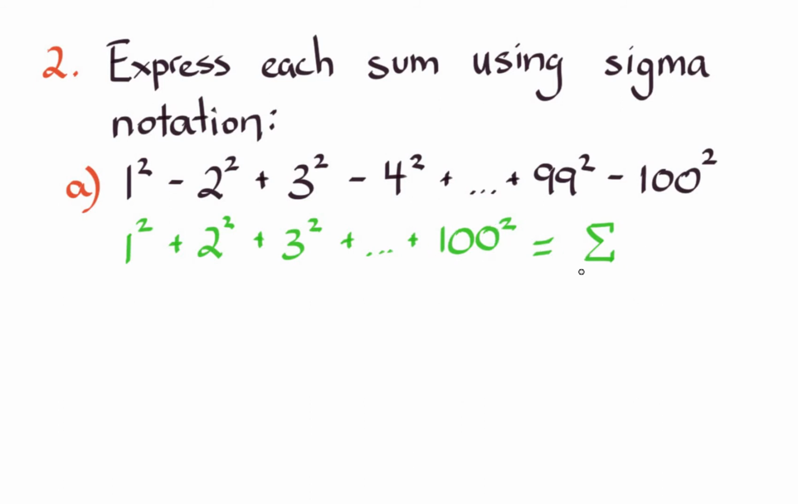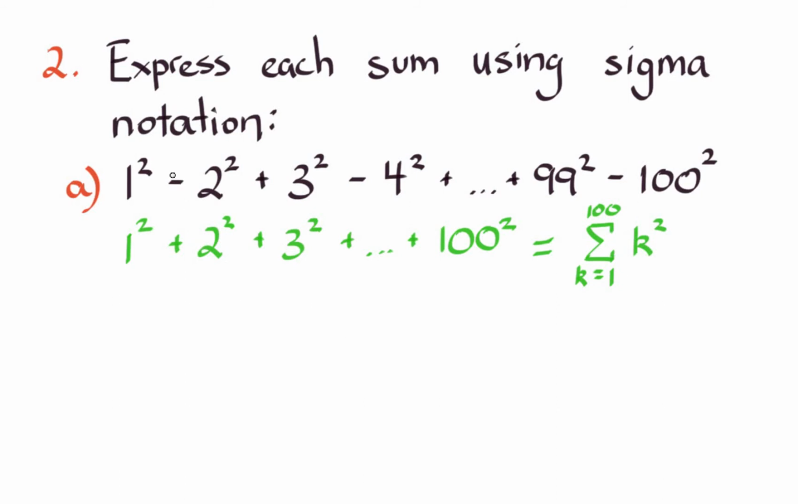So we put in our dummy variable, we use k. We're going from 1 to 100, and then each term is of the form k squared. So 1 squared, 2 squared, 3 squared, all the way up to the 100th term, 100 squared. So if that was the question, that would be our answer using sigma notation.